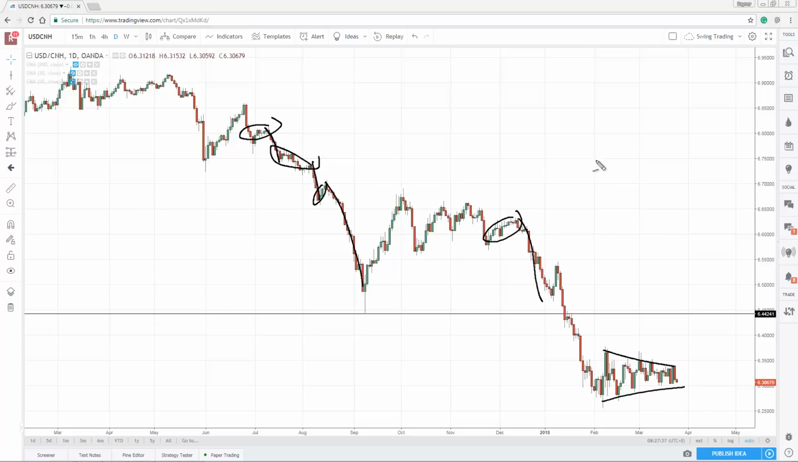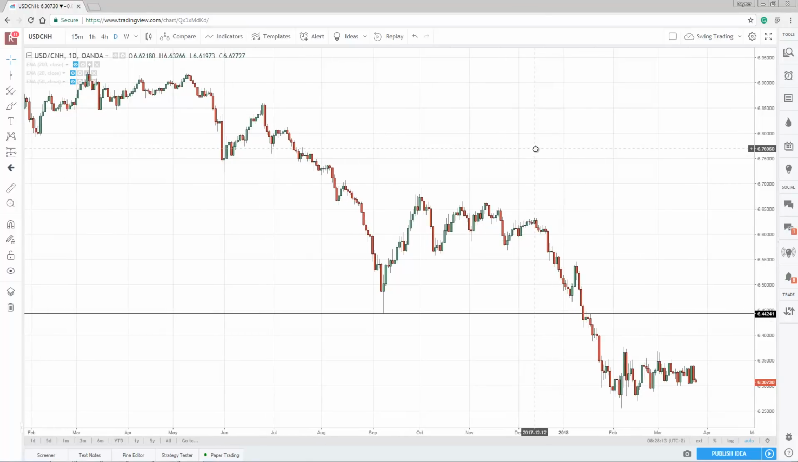So for me, a valid setup to go short is if the market can break below this swing low, and I'll be inclined to go short the dollar against the Chinese yuan. On top of it, you're trading along with the trend towards the downside. So this is a setup that I feel is worth watching, the dollar against the Chinese yuan. And with that said, I have come to the end of this week's video.